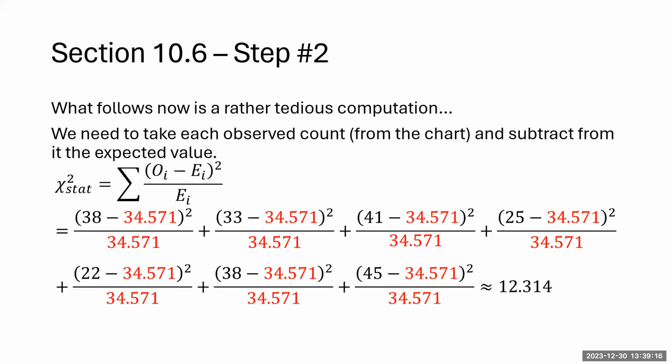All right, maybe not. I did the computation myself, and this comes out to about 12.314. Again, the expected counts here are all the same, so that's the good news.